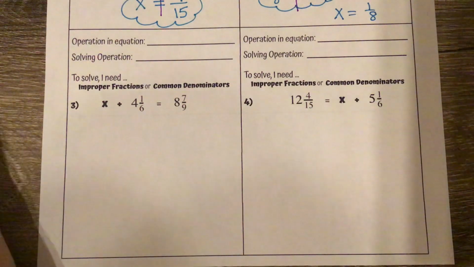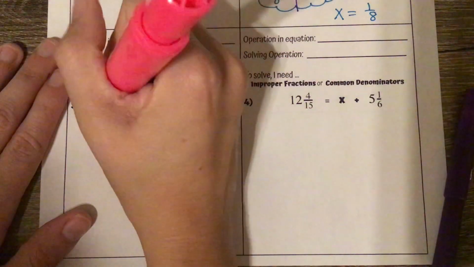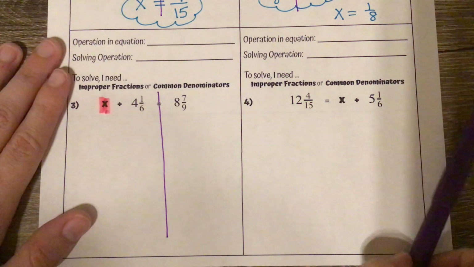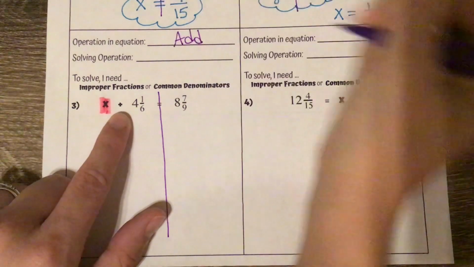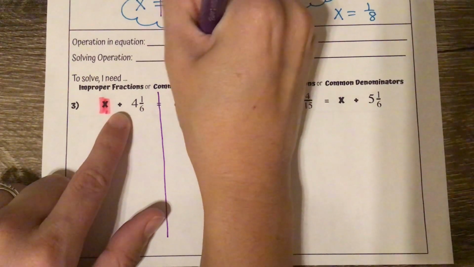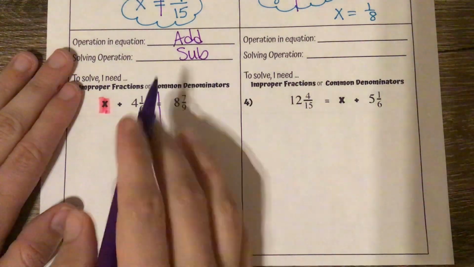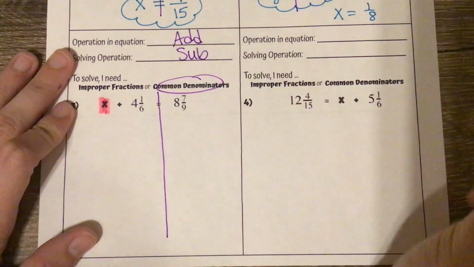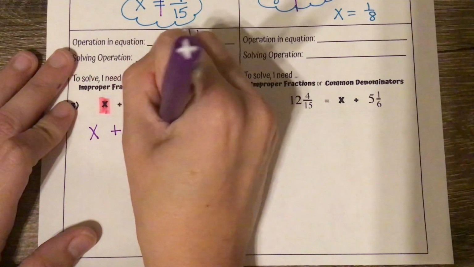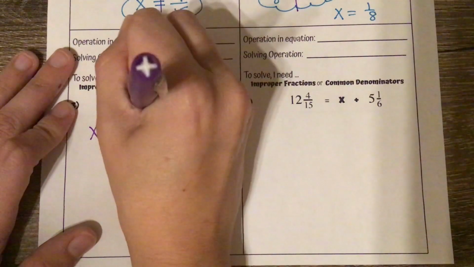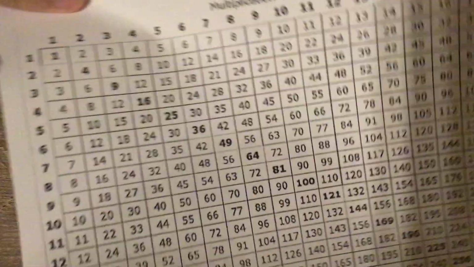Number 3. Drawing my line, highlighting my variable. The side with the variable, the operation here is addition. The opposite is to subtract. When we are adding or subtracting, we need common denominators. So I'm going to rewrite right away with those common denominators. 6 and 9. Their least common denominator, their least common multiple.